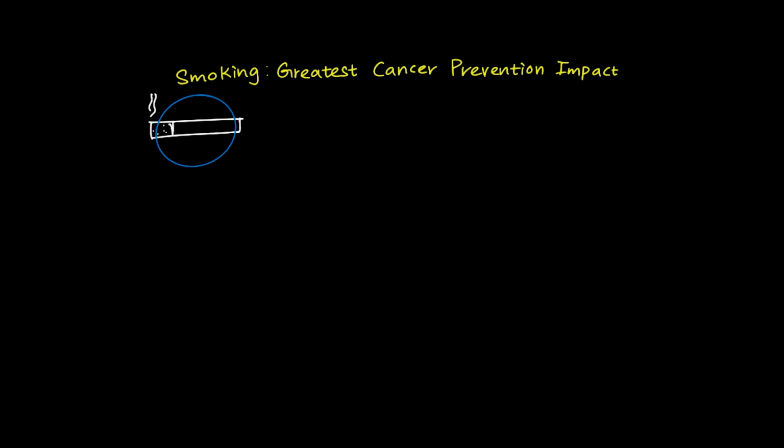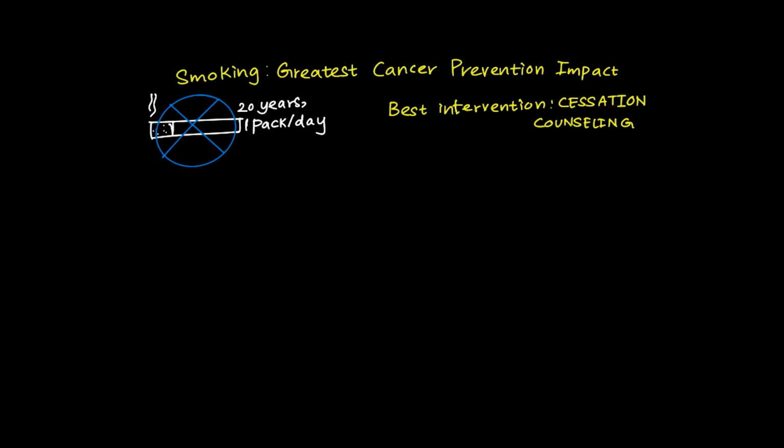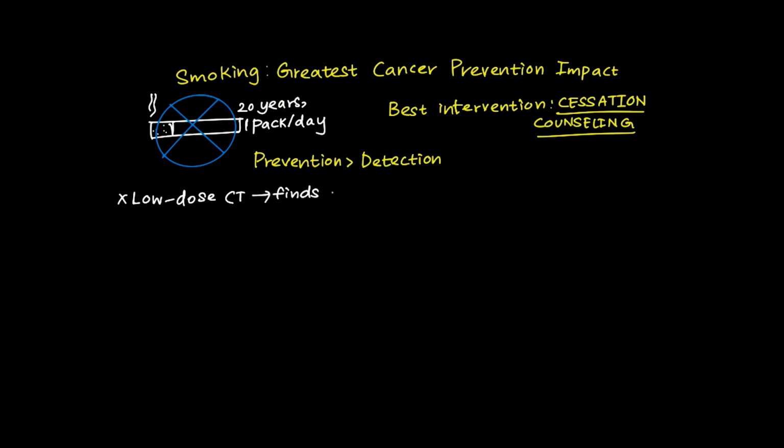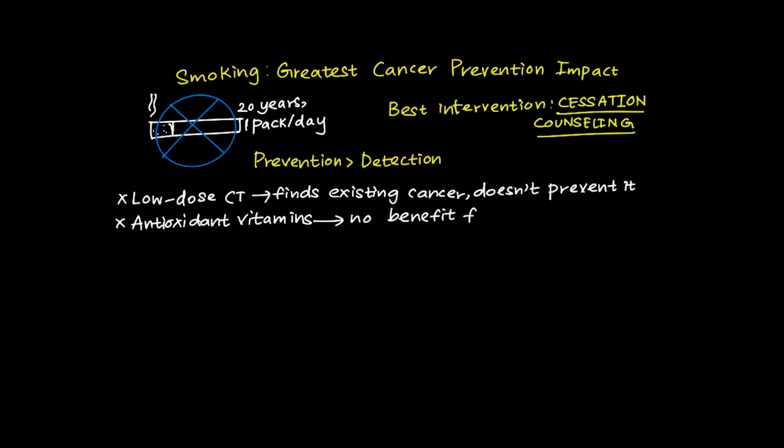20-year pack-a-day smoker asks about cancer prevention. What is the biggest documented impact? Smoking cessation counselling, right here, right now, at this encounter. This isn't about scanning for existing cancer. It's about eliminating the cause before cancer develops. Smoking cessation is the single most effective intervention a nurse can deliver to reduce lung cancer mortality. Period. Low-dose chest imaging can catch cancer early in high-risk individuals, and it does save lives through early detection. But detection is not prevention. You're finding tumours that already exist, not stopping them from forming.